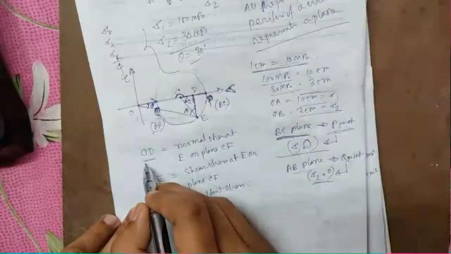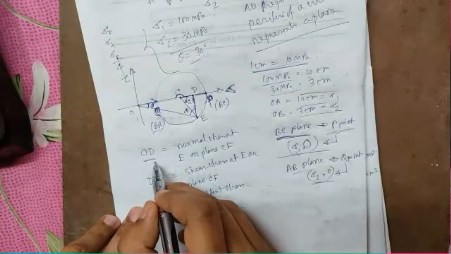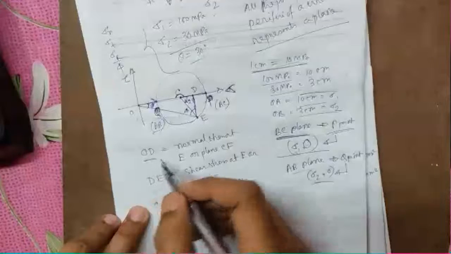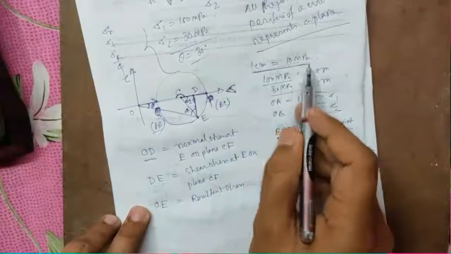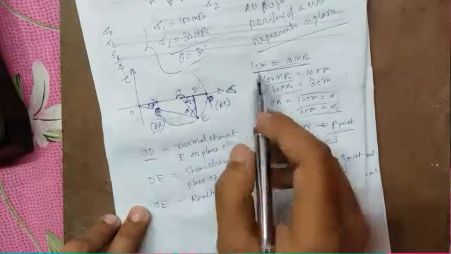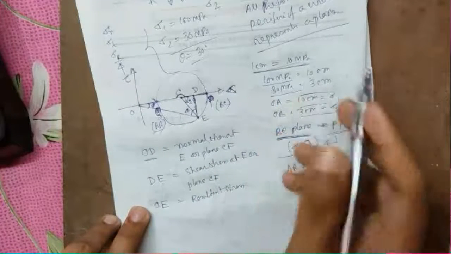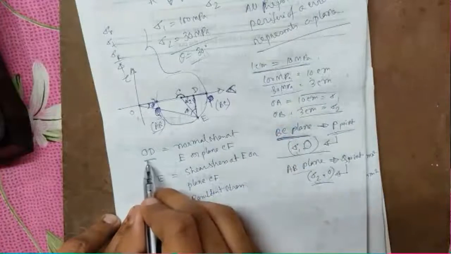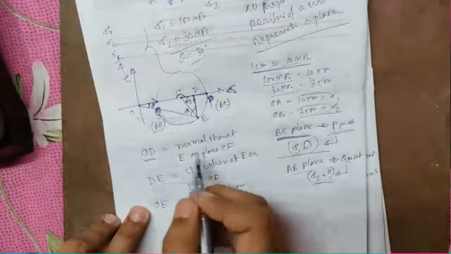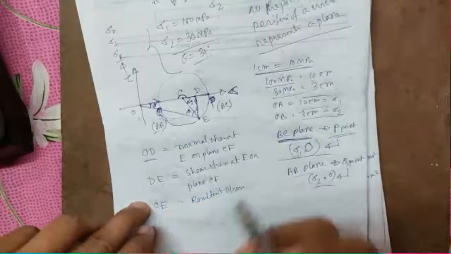If you measure OD as 7 centimeter, that means 1 centimeter means 10 MPa. So if OD is 7 centimeter, then you multiply it by 10 and you will get 70 MPa. So then you will write that the normal stress at plane CF will be 70 MPa.